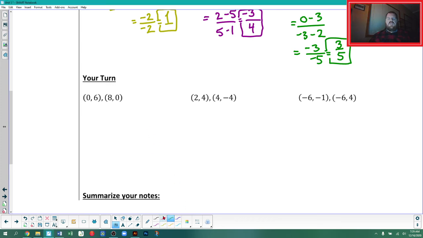Hopefully you had a chance to do that. I thought I could pause, but it looks like I can't. So we're just going to roll right into it. Okay, x1, y1, x2, y2, and rewrite the slope.